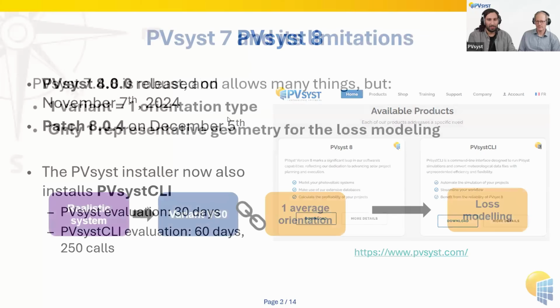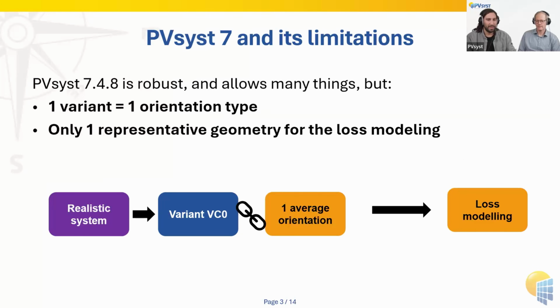Now let's look at what the limitations were in PVsystCLI 7 and why we decided to develop PVsystCLI 8. PVsystCLI 7, in particular the last version, 7.4.8, is quite robust and can model many diverse complex systems. But it has one fundamental limitation: most of the time, one variant corresponded to one orientation. This had basically 2 problems. First, for very complex systems, for example, fixed sheds and trackers together, it was not possible to model that in PVsystCLI 7.